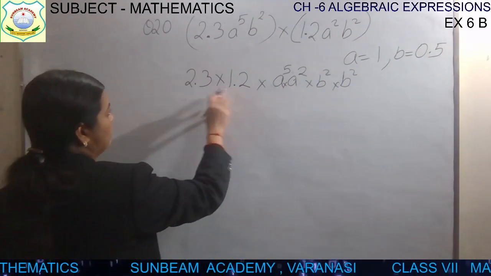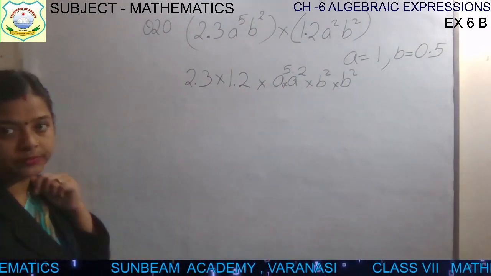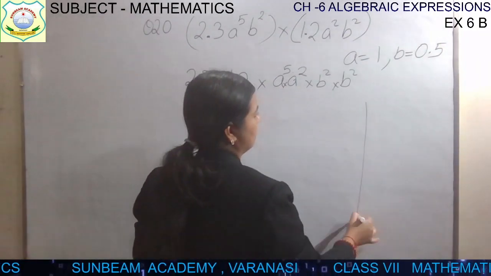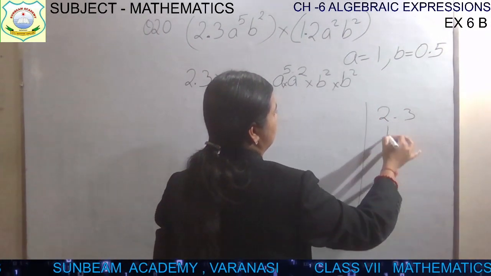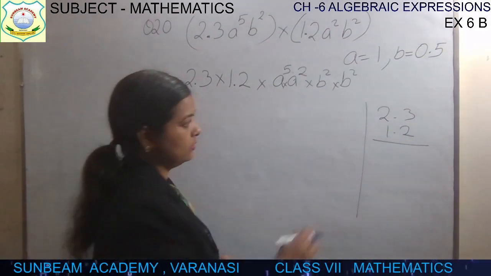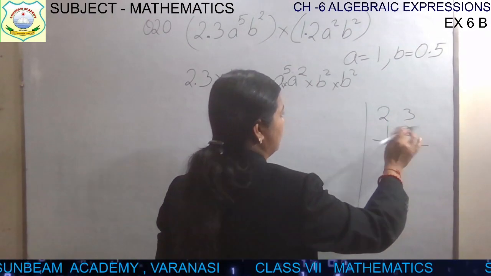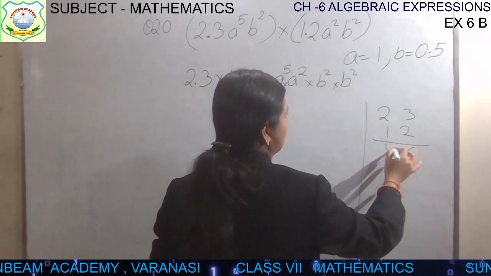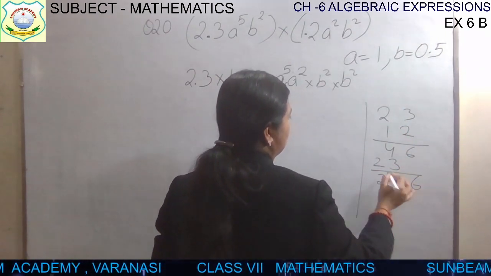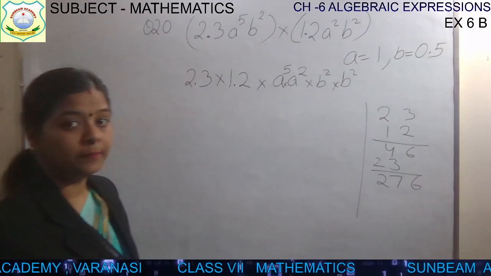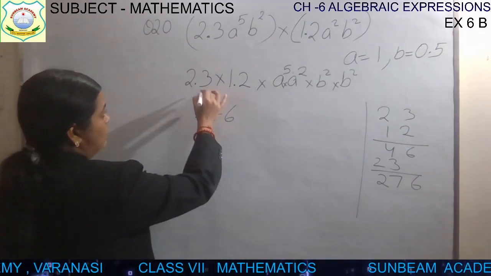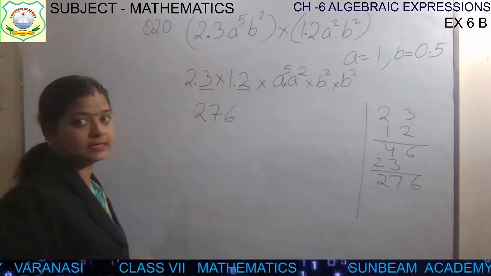Now when you will multiply 2.3 into 1.2, what you will get? Let's see this. When you will multiply in rough work 2.3 into 1.2, what you will get? You will not see this decimal now. 2 3s are 6, 2 2s are 4, 3 1s are 3, 2 1s are 2. So this is 276 without decimal.